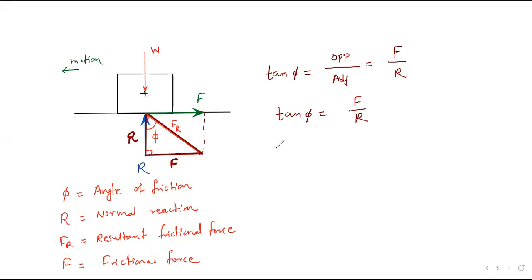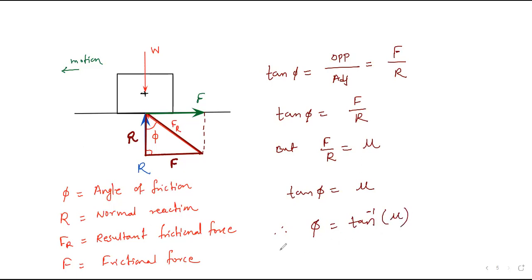But we know that F upon R is nothing but mu. We have seen previously the formula for mu, coefficient of friction. So I can write here tan phi is equal to mu. Okay, so therefore phi is equal to tan inverse mu. This is also one of the formulas.